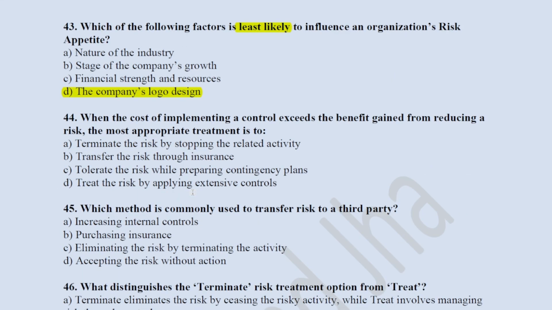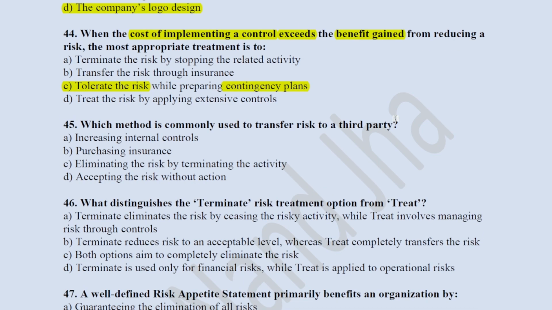When the cost of implementing a control exceeds the benefit gained from reducing a risk, the most appropriate treatment is to terminate the risk by stopping the related activity. No. Transfer the risk through insurance. No. Tolerate the risk while preparing a contingency plan. Treat the risk by applying extensive control. So the answer should be C. Cost of implementing control exceeds the benefit gained.